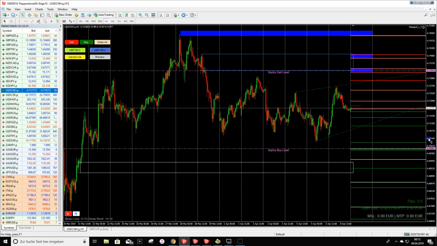We want to see here price action. We don't jump in blindly. If price comes here, we wait that we get some kind of confirmation that price is really going down here.